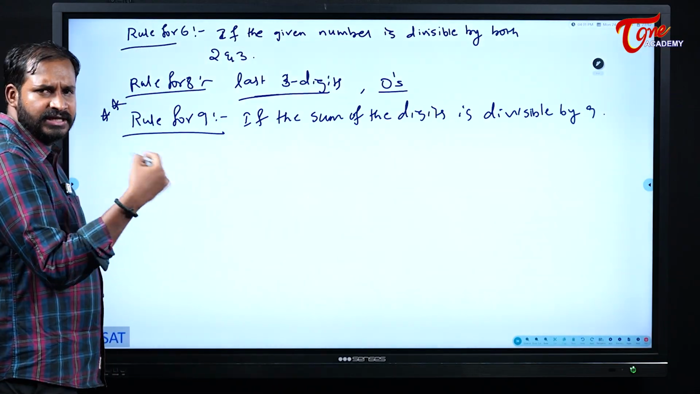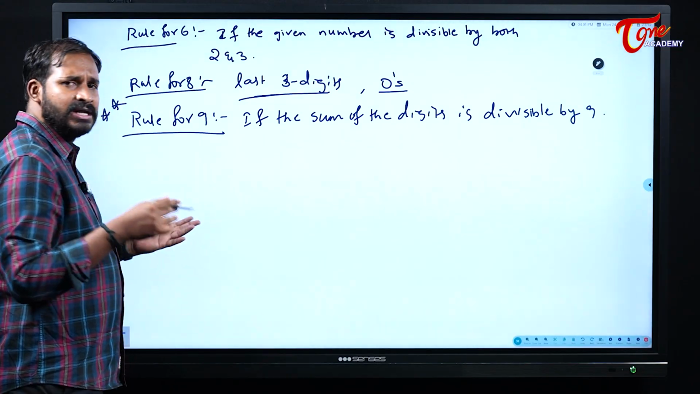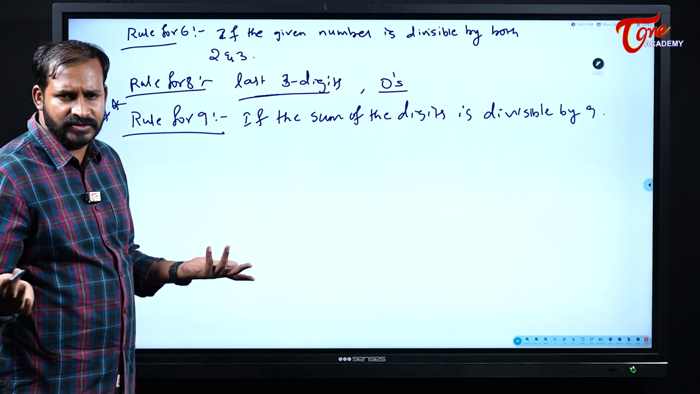Next, rule for 10, it is very simple, no need to learn. Units digit is 0, then that number is divisible by 10.